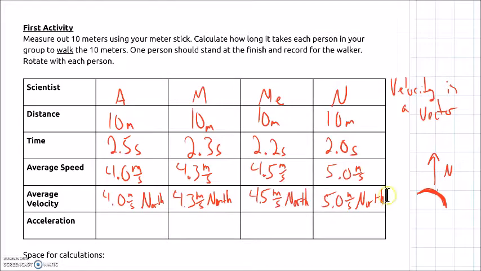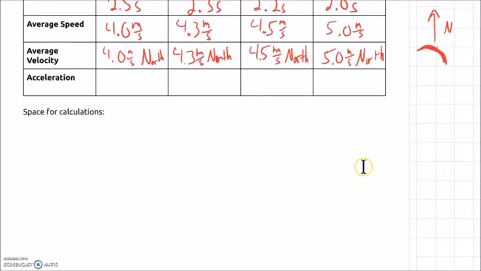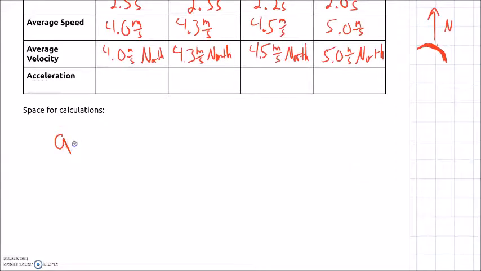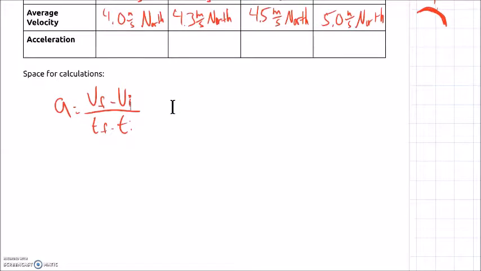What we can then do next is calculate our acceleration. So our acceleration is our velocity final minus our velocity initial divided by our time final minus our time initial. And we all know that equation by now, or at least we should, hopefully we do. And all we have to do is plug in our average velocity for v final, because that's the velocity we ended up with in this particular case, because we walked from 0 to 10 meters. We started at a stop.